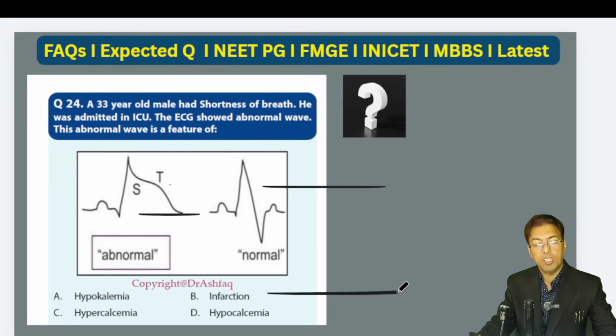So ST elevation is associated with many conditions, and you have to remember what are U waves, what are tall peaked T waves, in which clinical condition we see delta waves. And as far as ECG findings are concerned, you have to recognize the ST elevation and the clinical condition with which it is associated. So these are some of the fundamental questions which are expected from you.